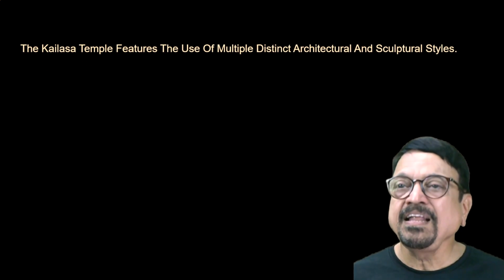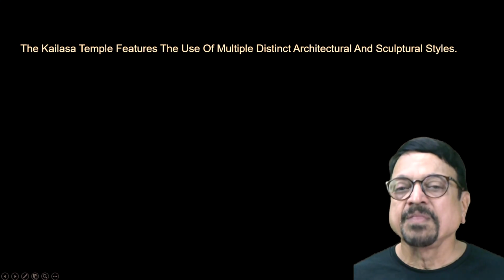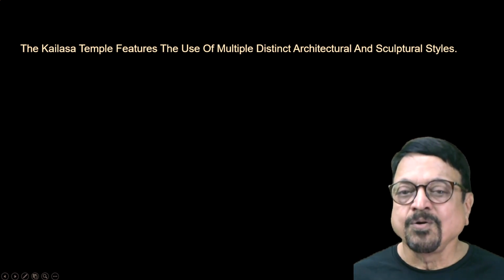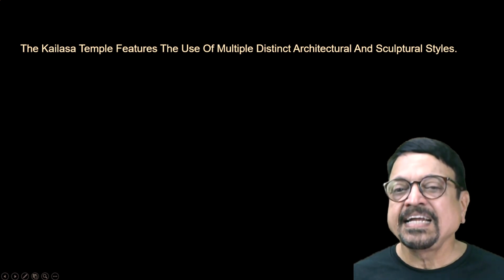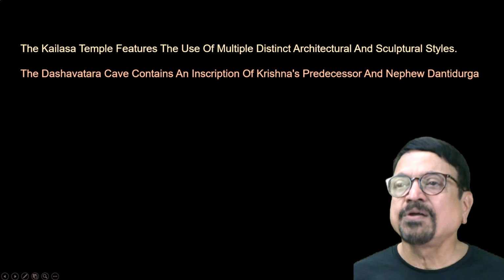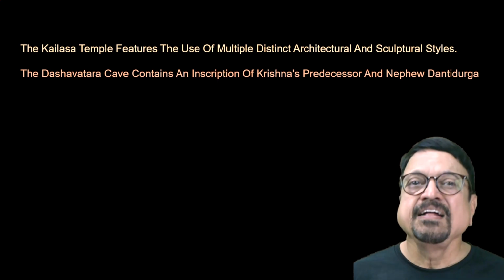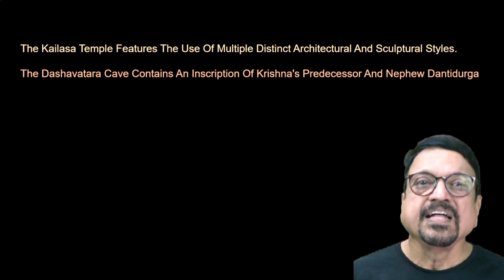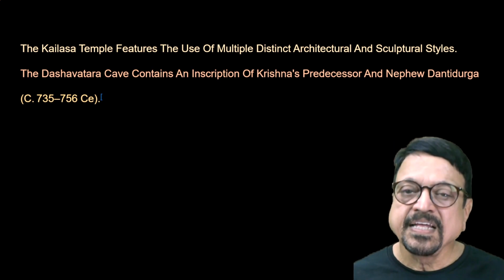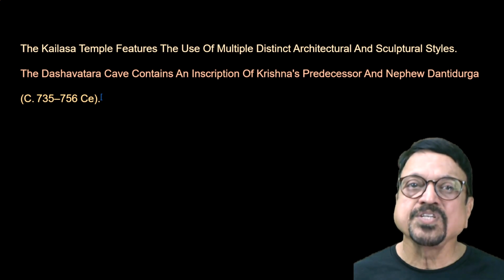The Kailasa temple features the use of multiple distinct architectural and sculptural styles. Architecture, sculptures, designing, layouts, all are different, and they are in such unique ways that you do not get parallel examples. The Dashavatara carvings contain inscriptions of Krishna, his predecessor, and nephew Dantidurga. So there were two kings. One was called Krishna. Krishna was elderly and his nephew was Dantidurga.